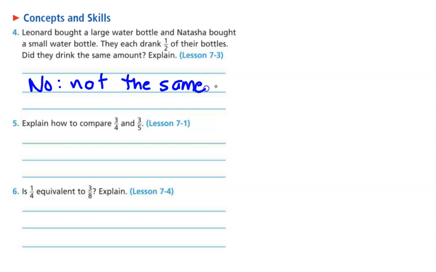Okay? And then for number 5, it says explain how to compare 3/4 and 3/5. This is hopefully a lesson where you, although there's a few different things you could say. Here's kind of what I would love for you to say on this one. 3/4 and 3/5 are not comparable at the moment because you've got 2 different denominators. So I would love for you to figure out how to get these to have a common denominator.